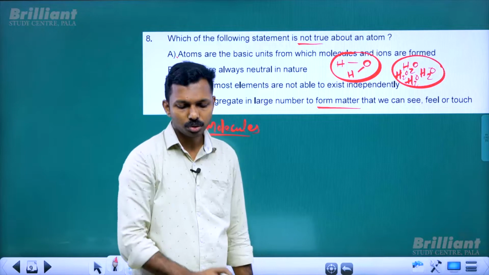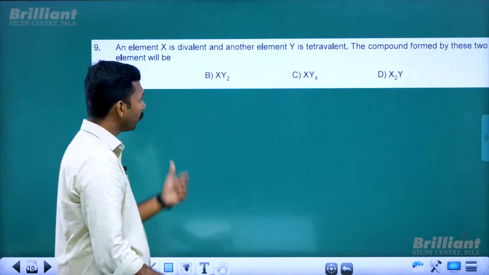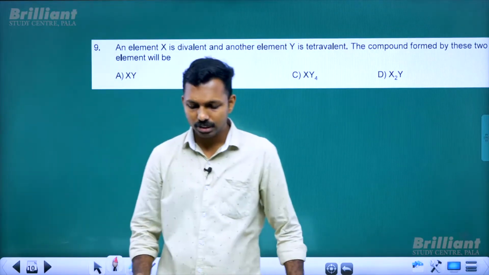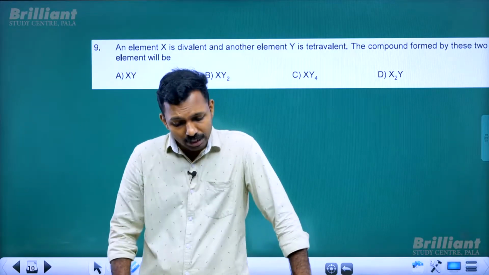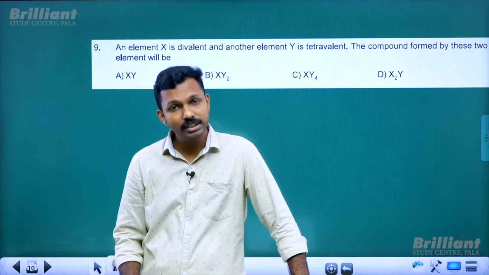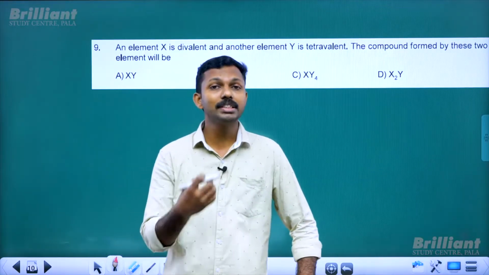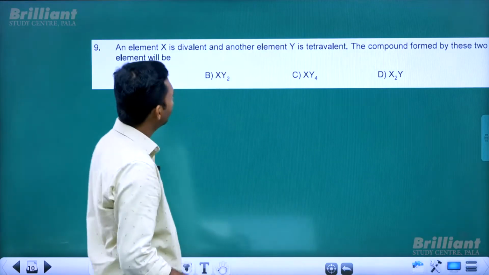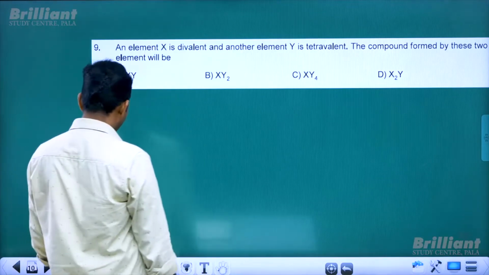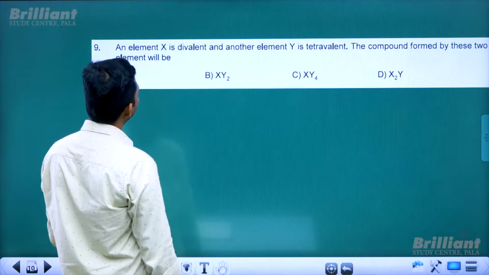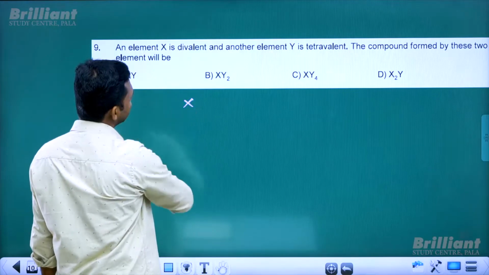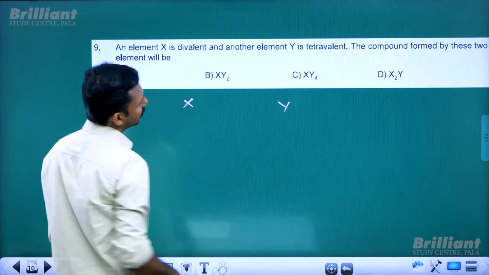Now we are going to the 9th question. Okay, 9th question. An element X is divalent and another element Y is tetravalent. The compound formed by these 2 elements will be. So here we are provided with 2 elements. Which are the 2 elements? Yes, X and Y are the 2 elements here.